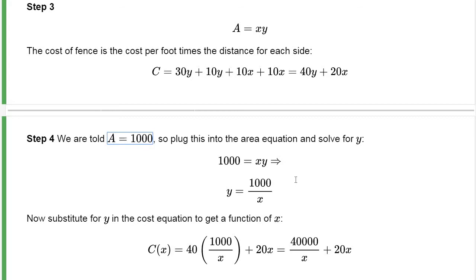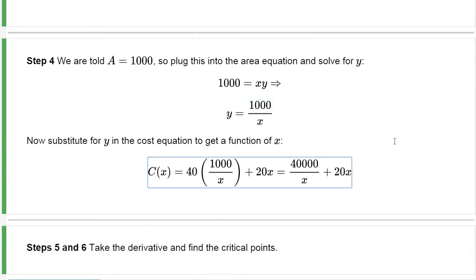So you just divide both sides by x here. You get y is 1,000 over x. I'm then going to substitute that value of y into the cost equation, and I get cost as a function of x alone. So 40 times y is 40 times 1,000 over x plus 20x. And there I simplified a little bit.